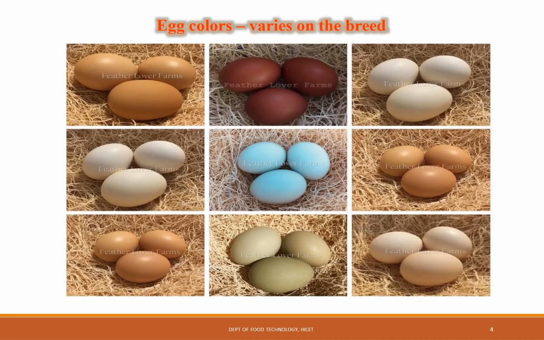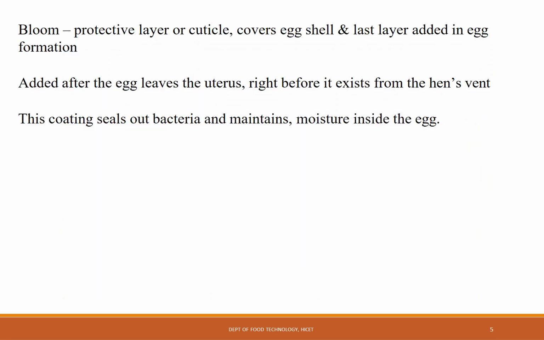As we saw in the previous slide, these are the different varieties which produce different color pigments in eggs. So we can see brown as well as blue in this. Then the parts are not over yet.